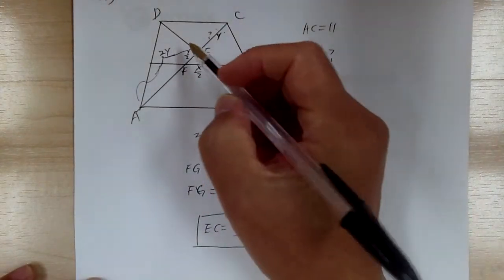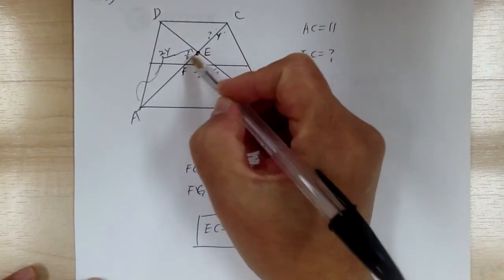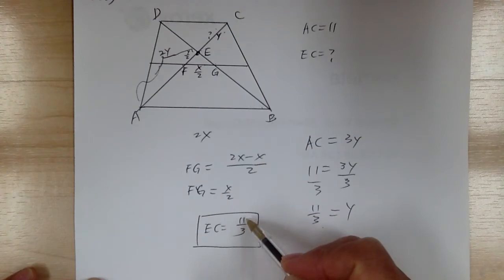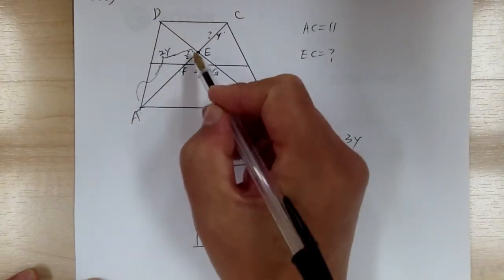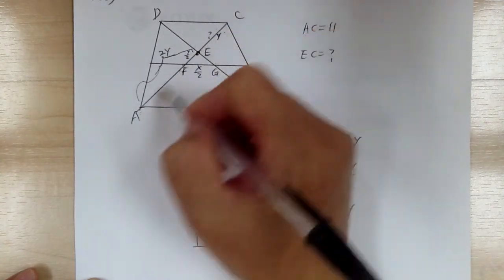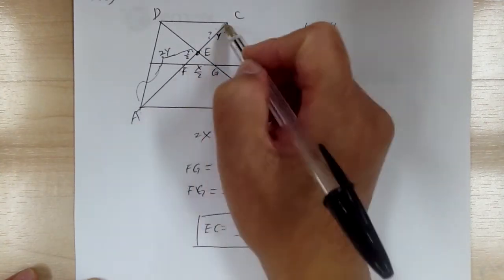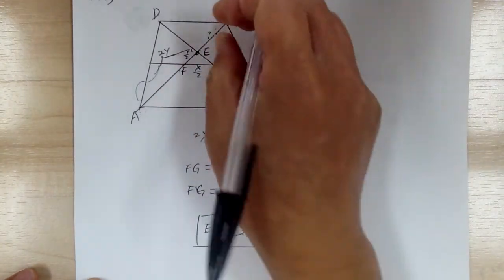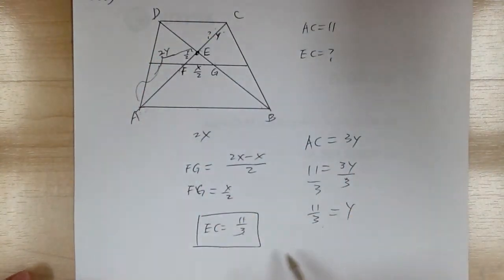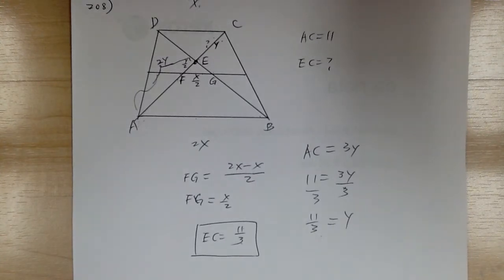Now in another problem, they ask you for the FE. So FE would be 11 over 6. And sometimes they ask for AF, sometimes they ask for AE, so they usually ask something along this diagonal. Okay, but once you get these three numbers, you can set up your ratio and you can answer the question. Okay, let's go to 209.